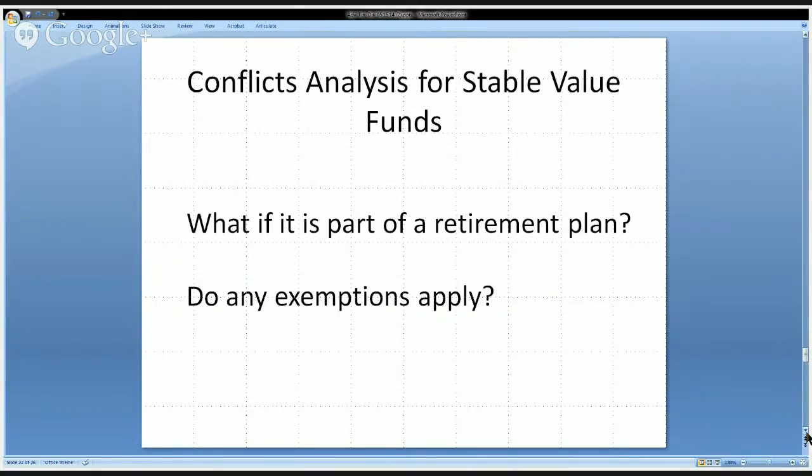So the conflicts analysis for these can be very easy or they can be very hard, depending on whether or not it qualifies as a diversified mutual fund. If it's registered under the Investment Company Act of 1940, it meets the definition of a mutual fund for purposes of applying our exemption.